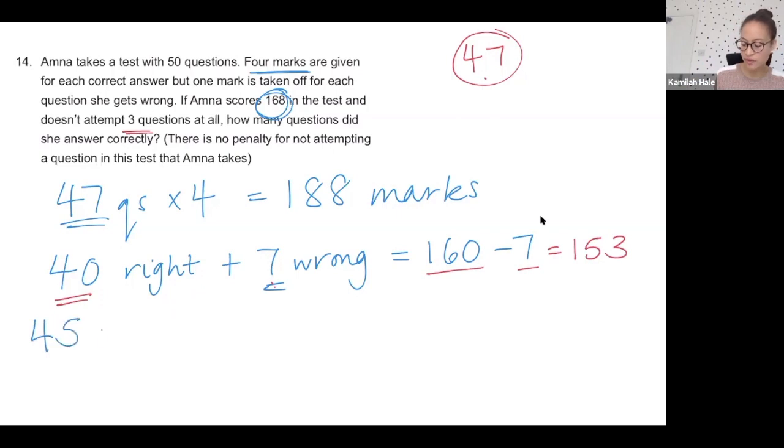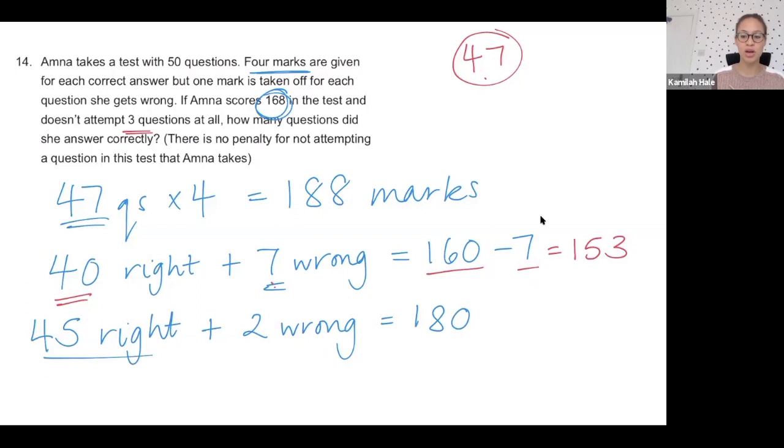Now, a few of you are giving me 45 as the answer. Let's try that. So if she got 45 questions right, how many did she get wrong? 2. Okay. And how many marks does she get for answering 45 correctly? So she gets 4 marks for every correct answer. So she gets 45 times 4 marks, which is not 170, it's 180. So for the right answers, she gets 180 marks.